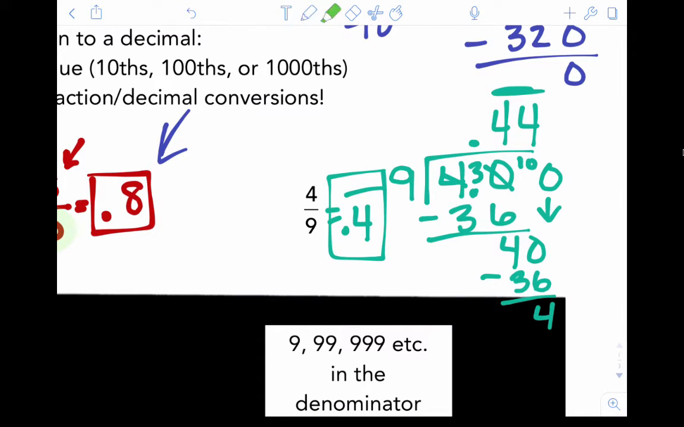Now I'm going to tell you, when 9 is in the denominator, it's always going to be repeating. 9 is our magical number when we're doing conversions. 9 as the denominator always means repeating.